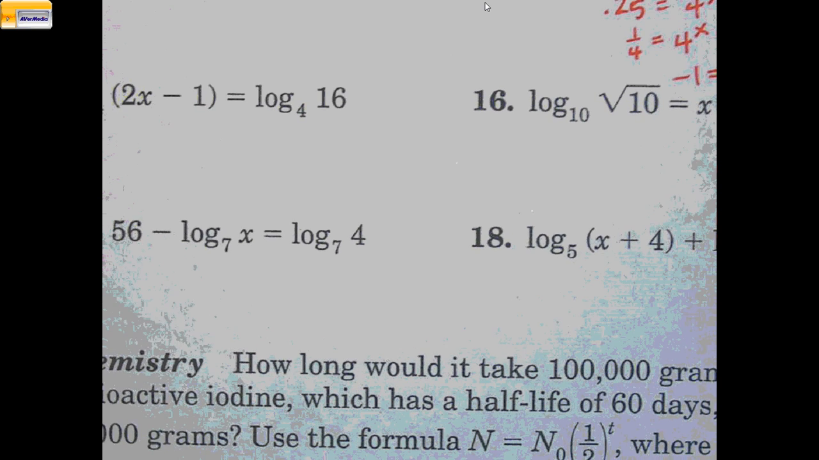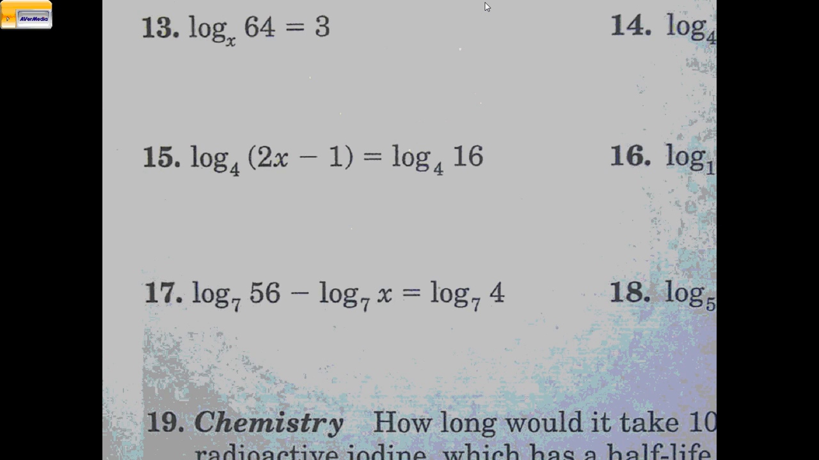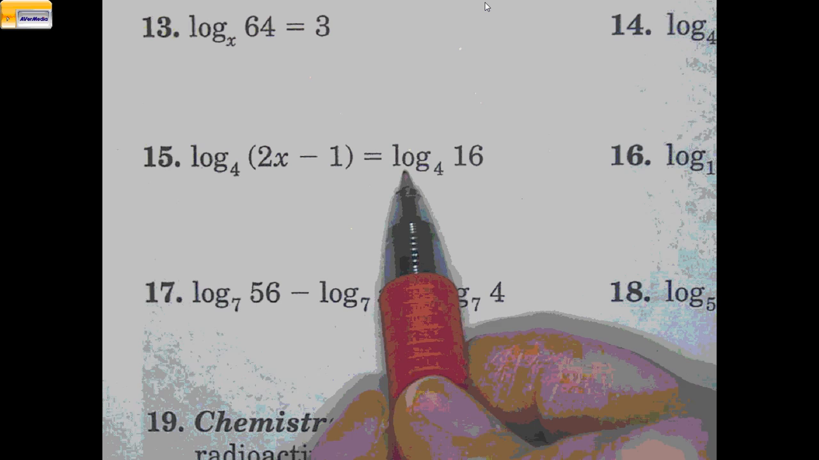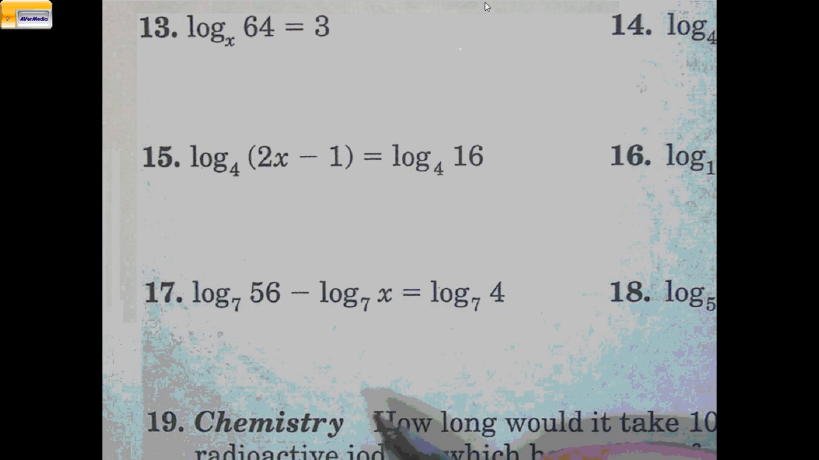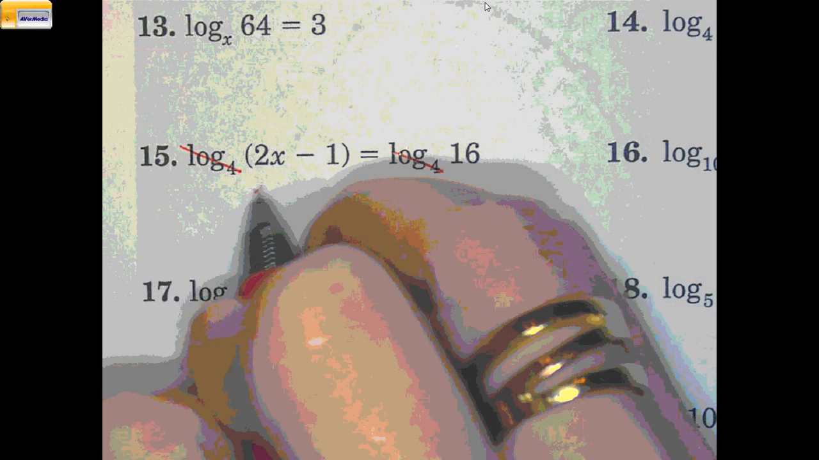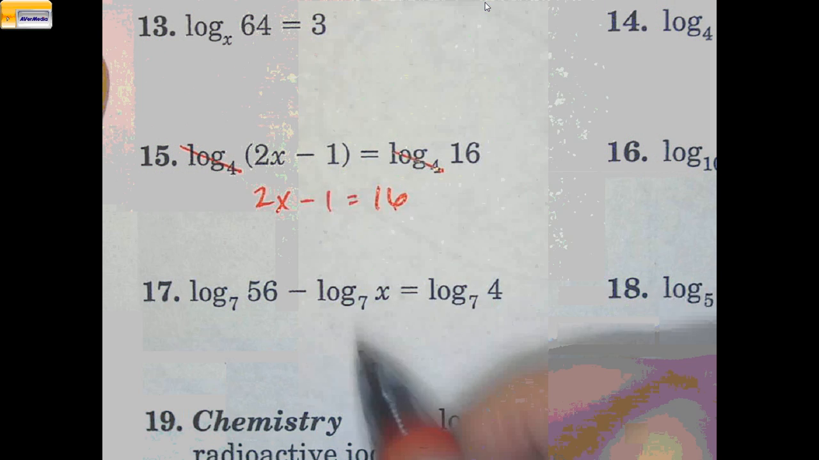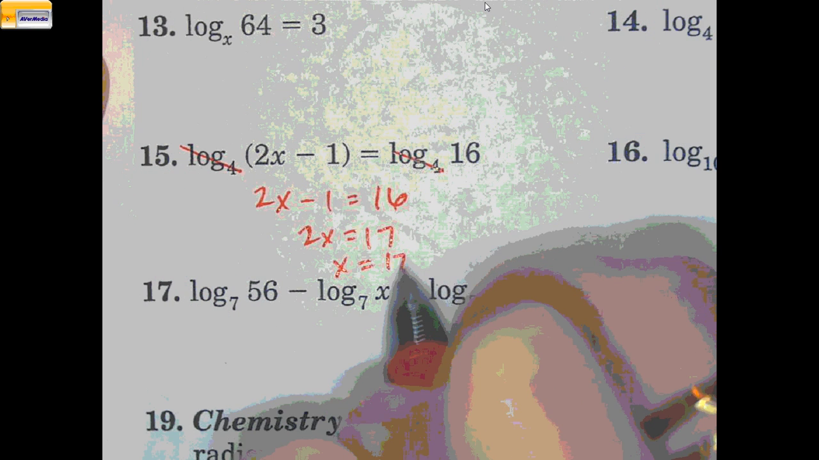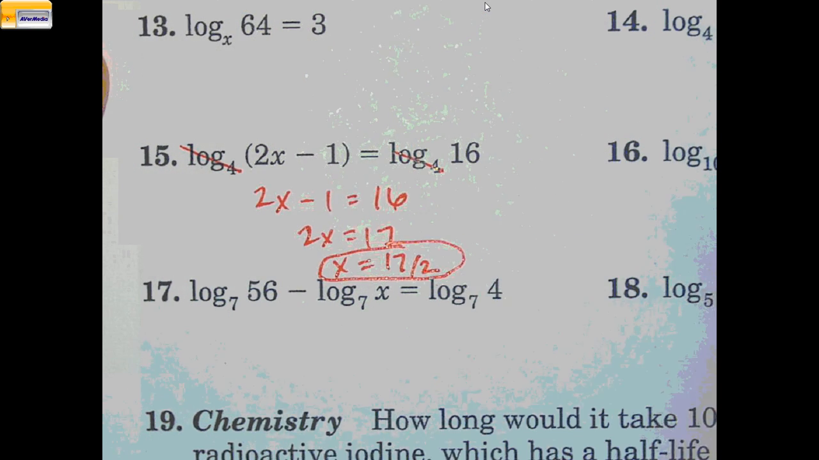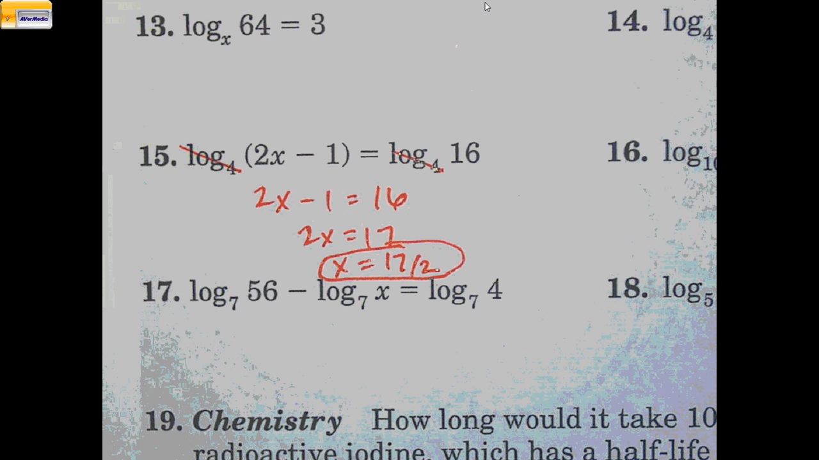Okay. Let's look at number 15. You have logs, and there's only one on each side. The bases match. Keaton says we're dropping logs. Okay. So we drop the logs, and we have 2x minus 1 equals 16, and now it's just algebra 1. This is like 7th grade. Add 1 to both sides, and we get 17 halves. Questions?